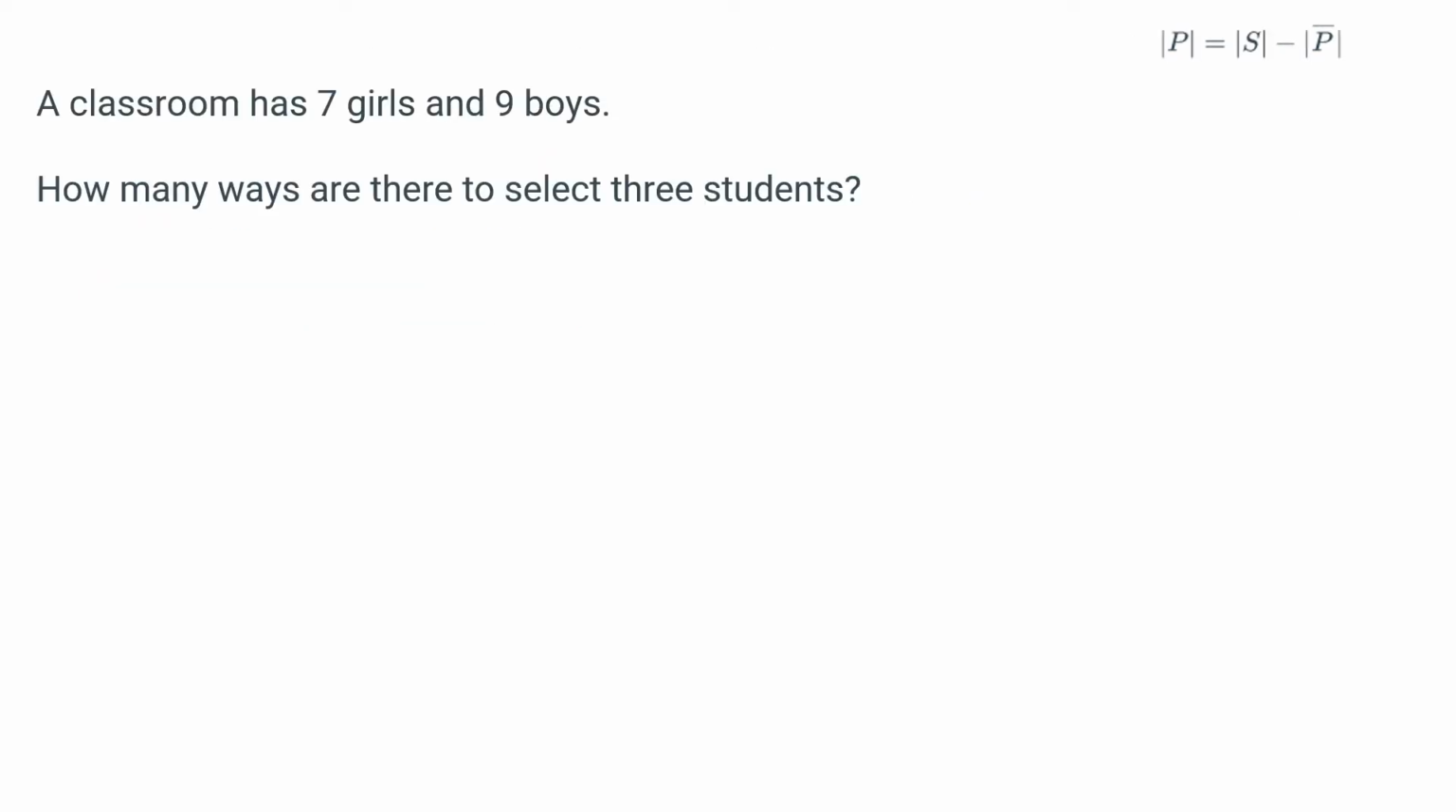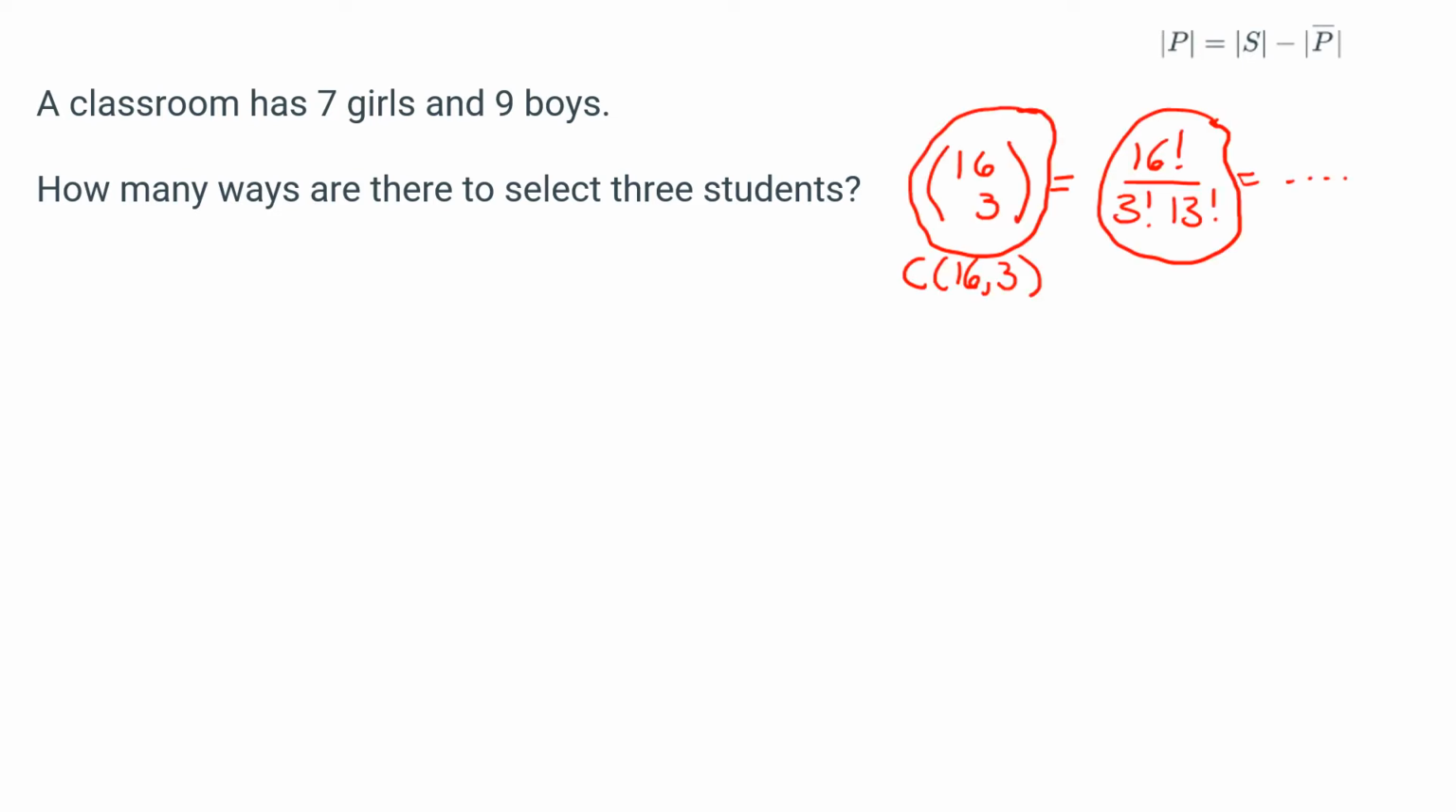Okay, here's another problem. Let's say that a classroom has 7 girls and 9 boys. First of all, the first question is, how many ways are there to select 3 students? So let's say we're picking a committee out of that classroom of 3 students. Well, how would we do that? Remember that would be just the number of students possible, and we choose 3 at a time, right? So it would be 16 choose 3. Or we could write that as the capital C with 16 first, then comma 3, right? That would be the combination of 16 things taken 3 at a time.